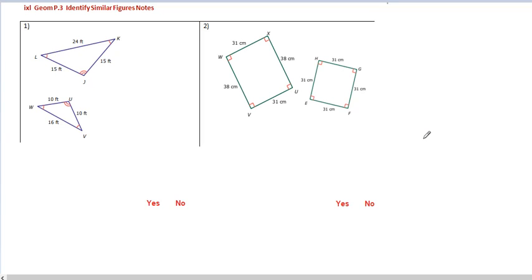Let's get on with some work, all right? This is a short video that we're doing, and it's on identifying similar figures. So what you want to do is look for some clues.